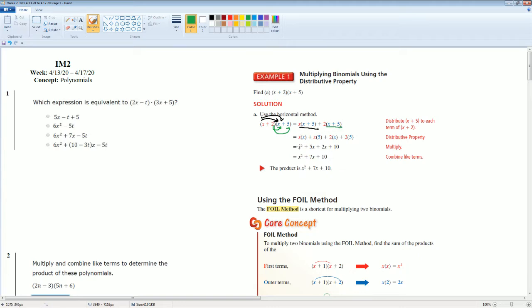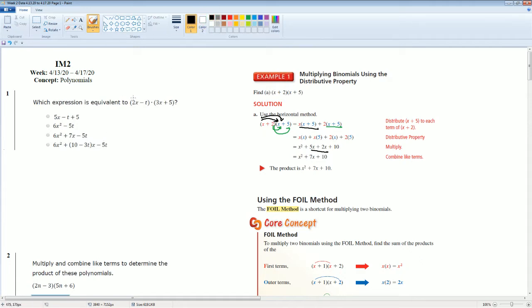So x times x becomes x squared. X times 5 is 5x. 2x plus 2 times x is 2x. 2 times 5 is 10. Then they combine the two like terms here. The 5x and the 2x become 7x. Okay? So same thing here. That's what we're going to do. Okay? We're going to distribute.